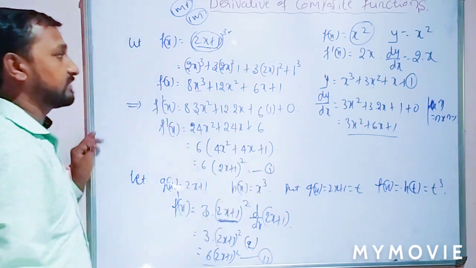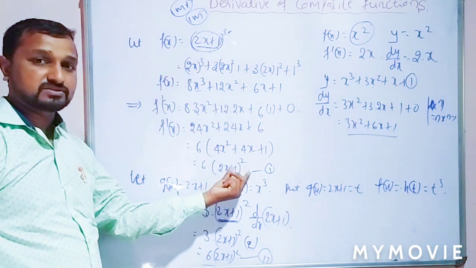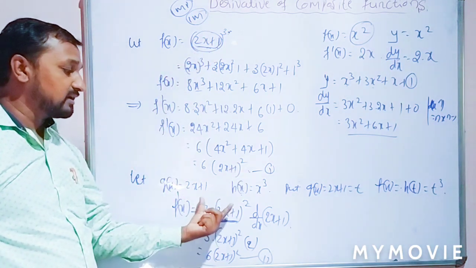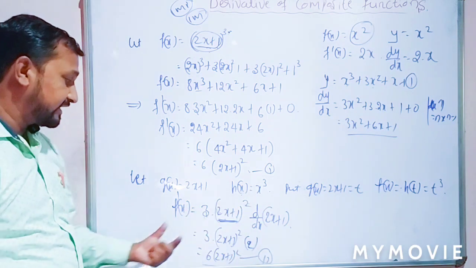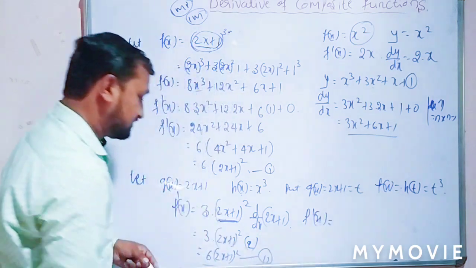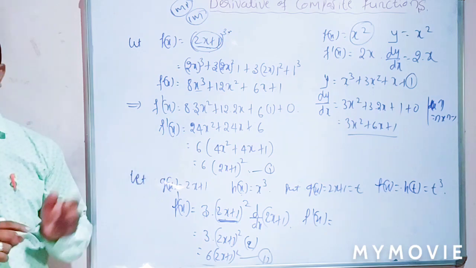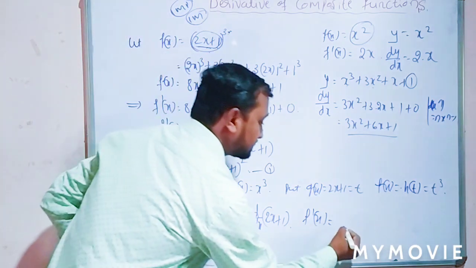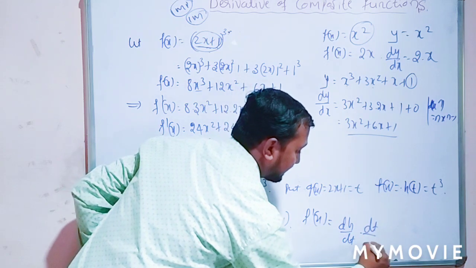This is also the same. By expanding the function and taking the derivative, the derivative of the function is also the same. Then directly apply the composite method, so that is also the same. Is that clear? So here f dash of x can be written as 3x square, that is dh by dt with respect to dt by dx.